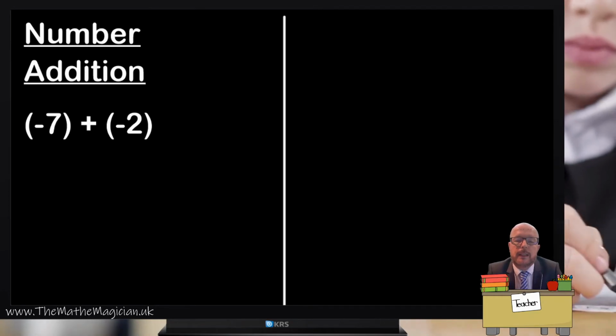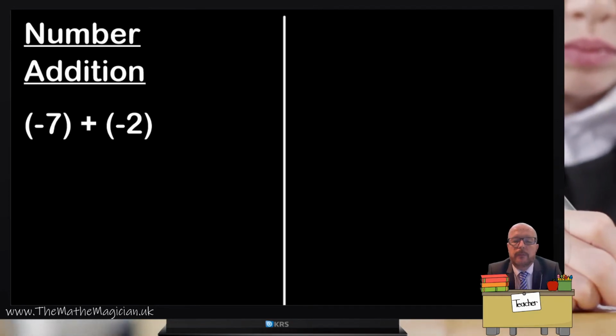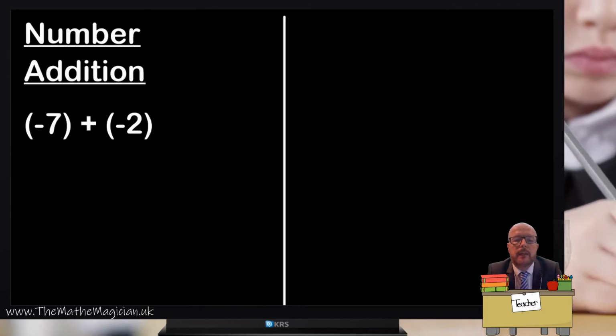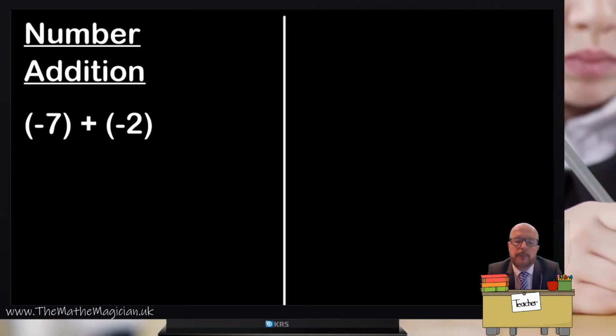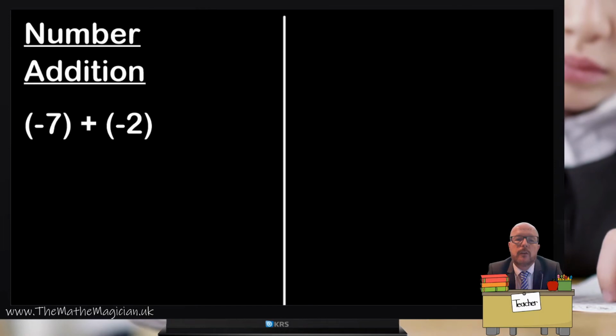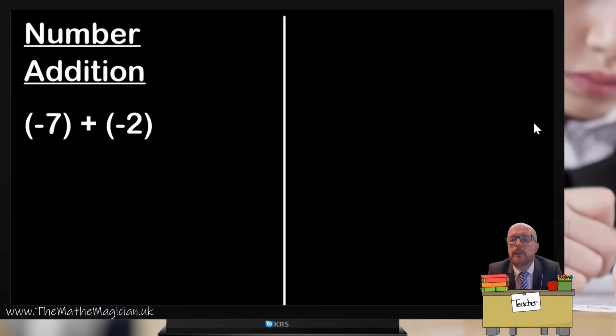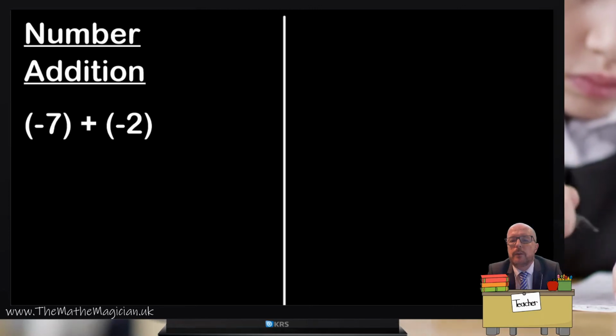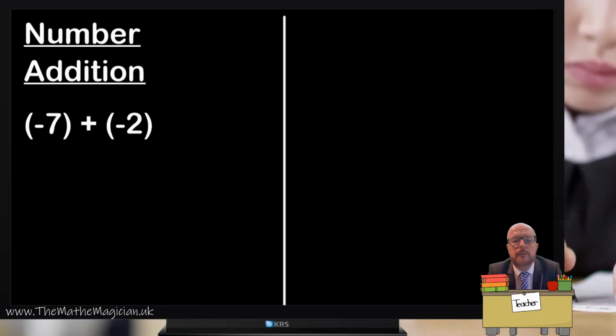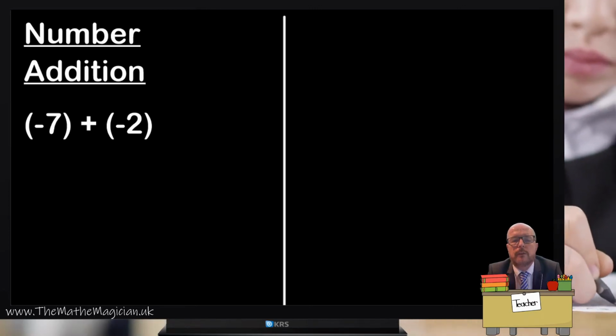Okay, as I said, this is badly answered in the GCSE exams. It's not a minus and a minus makes a plus, which is what most people write down. So let's look at it as pictures and explain why it's not that. We've got negative 7. So what are we going to bring on? We're going to bring on 7 reds.